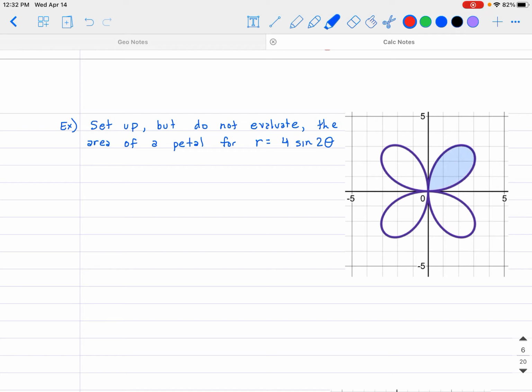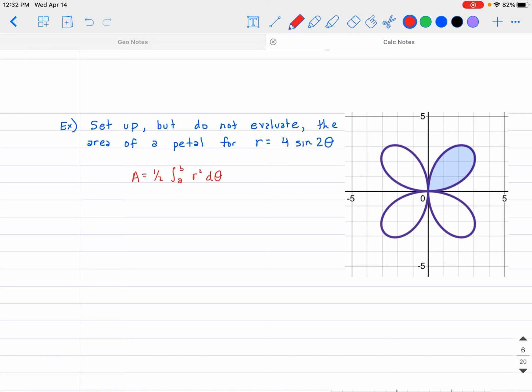And what we're going to do is set up an integral for that. Well, the best way to look at this is to think about how theta is going to work. We already know that the area is going to be 1/2 multiplied by the integral from a to b of r squared d theta. We know what r is, so that one's easy, but we don't know what the boundaries are.